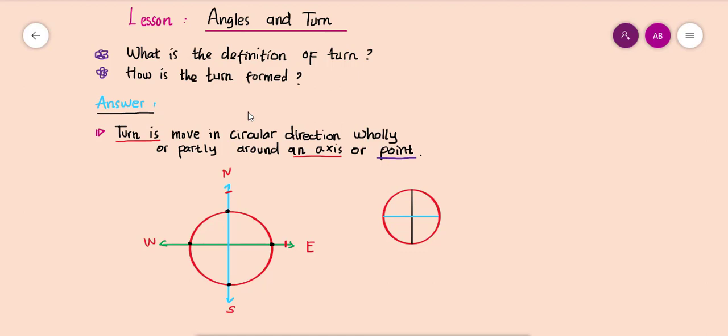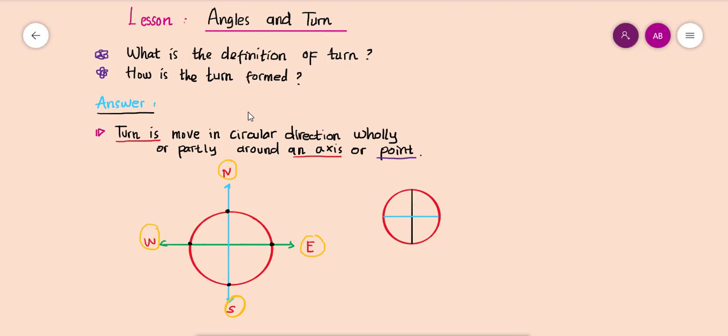Okay, now let's see. I have already named all of the lines. From above, I name it N, and on the right I name it E. Below I name it S, and on the left I name it W. Why should Teacher Fia name it like this? To make sure that you understand where you move and which point you arrive at.